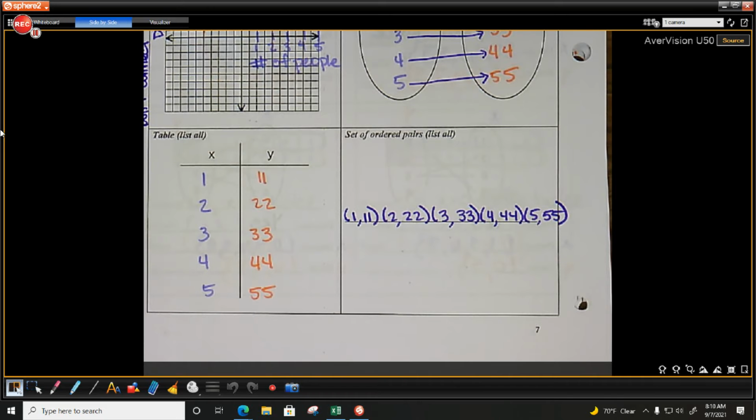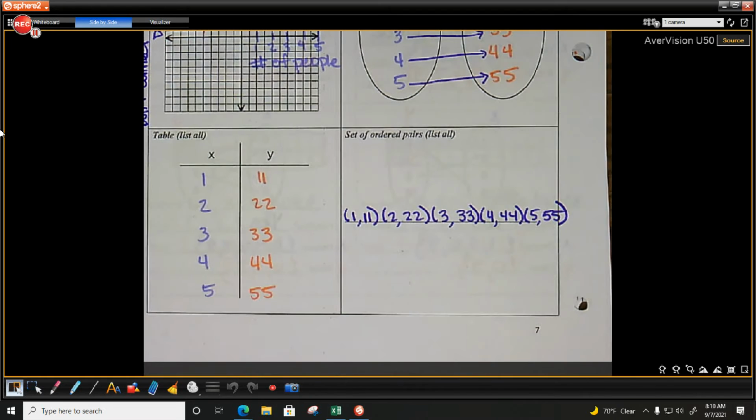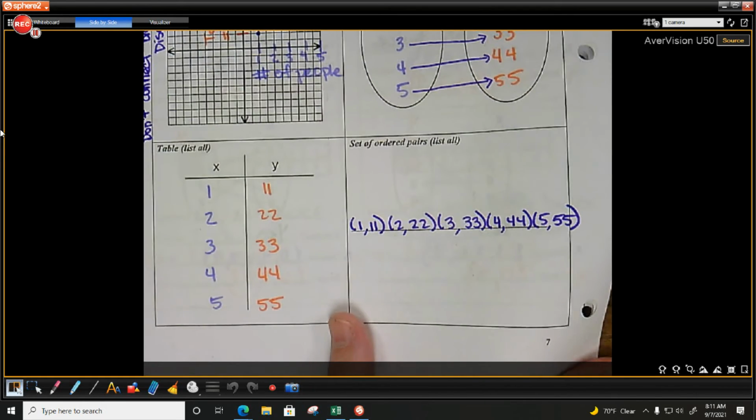Good? So this is multiple different ways to represent this situation, okay? We good? We're going to do one more today, guys, and then we're done. One more, then we get to do our homework, okay?